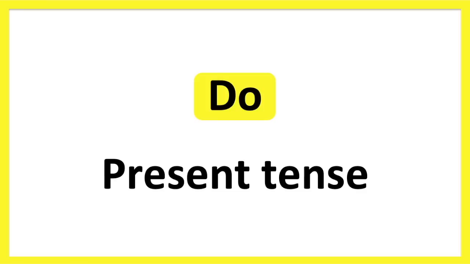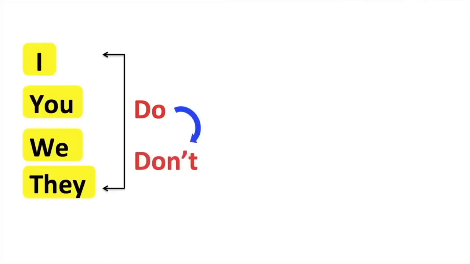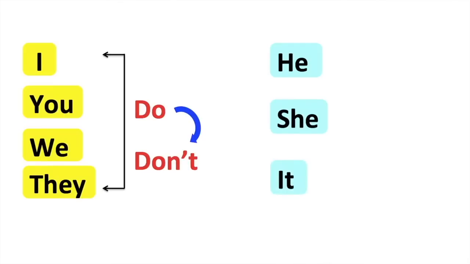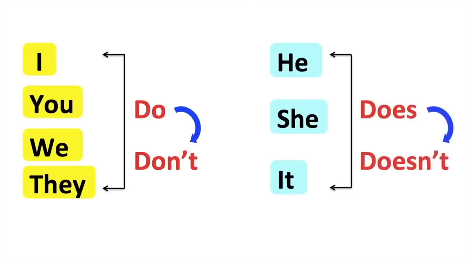Remember, the subject is the person or thing doing the action. For subjects I, you, we, they, or any plural noun, we use do. The negative form is don't. This is the contraction for do not. For subjects he, she, it, or any singular noun, we use does. The negative form is doesn't. This is the contraction for does not.